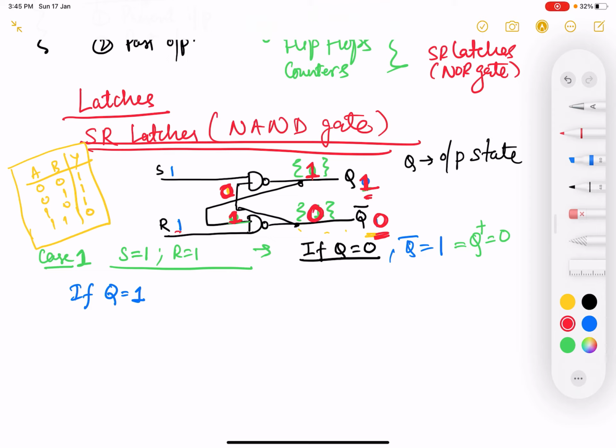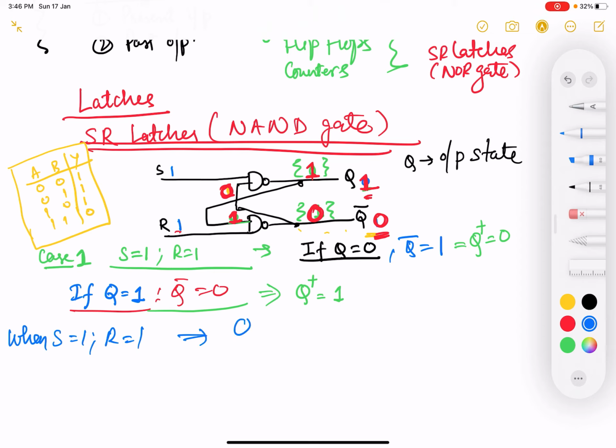Hence we can say that when S equal to 1 and R equal to 1 is applied, and initially before the application of input the output state was 1, then the new output state on the application of the input again comes out to be 1. Hence we can say that when the inputs are S equal to 1 and R equal to 1, the new output state remains the same as the previous output state, that is, unchanged.